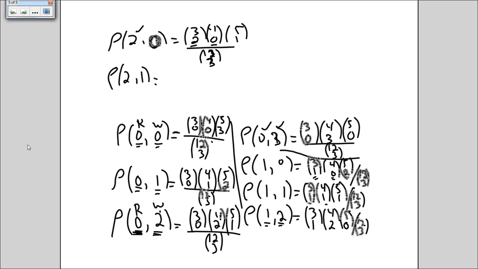2, 1. From the 3 reds, I want to choose 2. From the 4 whites, I want to choose 1. And from the 5 blues, I've already chosen 3, so I can't choose any more. We're choosing 3 balls. That was the premise. And this gets divided by 12, choose 3.